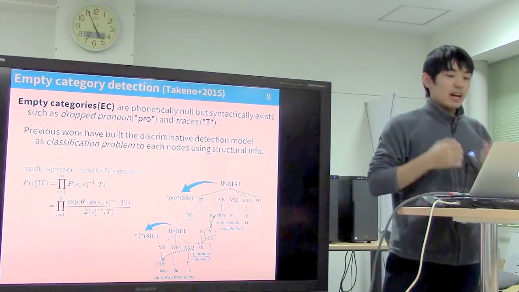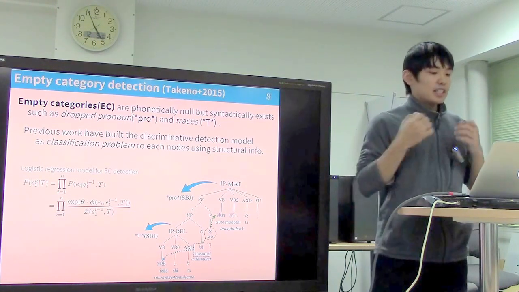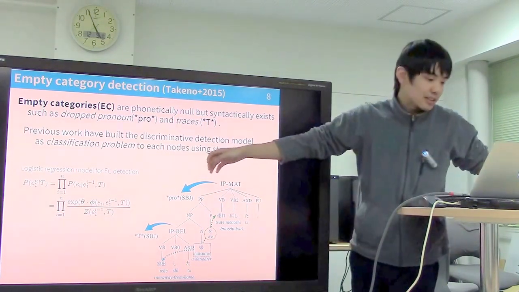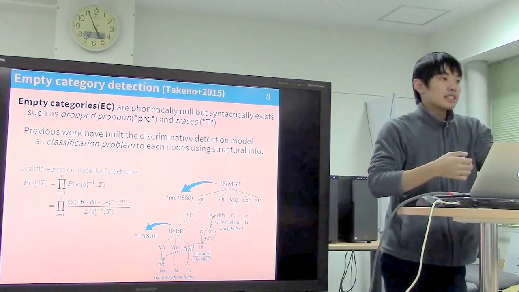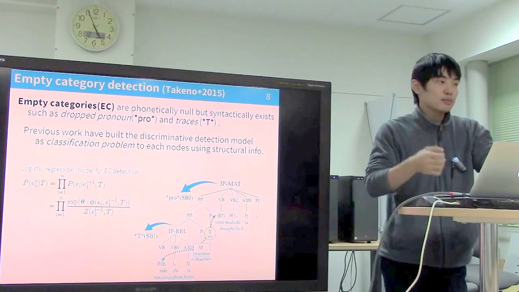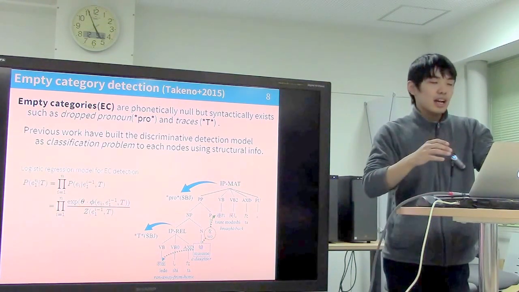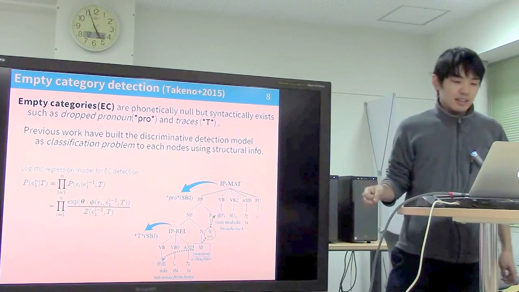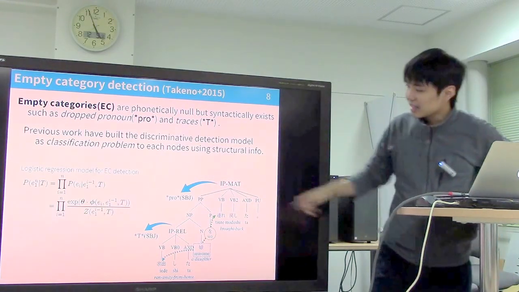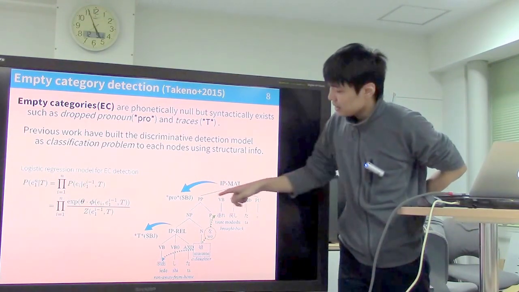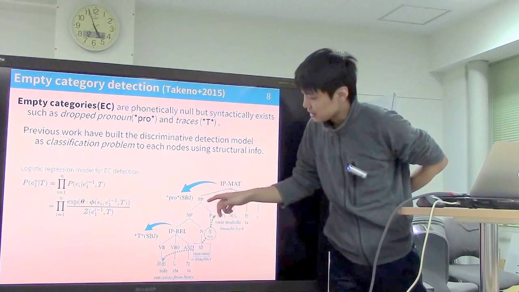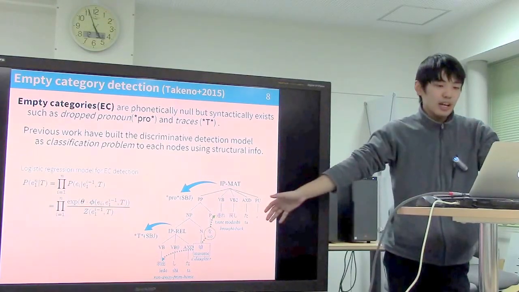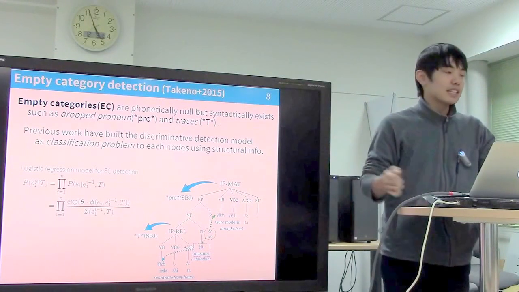In previous work, we built a detection model and achieved state-of-the-art accuracy at that time. I briefly explain the method. It models the problem as a classification problem, whether to have empty categories at each node like this. They classify the nodes like this, recursively. In this work, we adapt this method to the PBSMT system and investigate the effect.